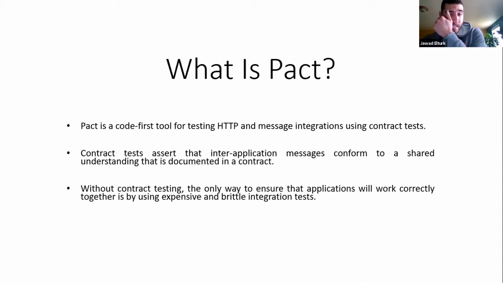And without contract testing, the only way to ensure that applications will work correctly together is by using expensive and brittle integration tests. So like Postman, I'm pretty sure some of you wrote Postman tests for integration. So this will make you get rid of all these Postman tests, which are third party software. This will actually let you write code in Java similar to JUnit. So what we will be working on today is very similar to JUnit, things you're already familiar with.